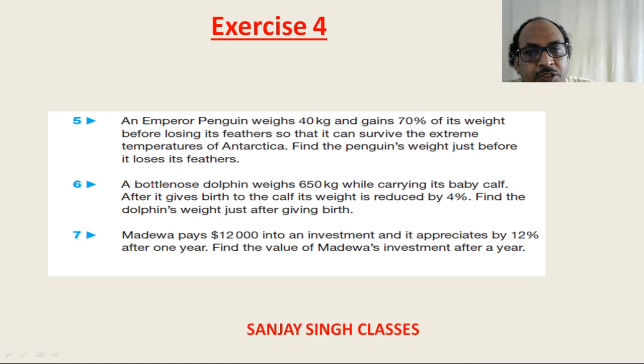Now statement type questions are there. Question number 5 I will be solving at the top only. Right, an emperor penguin weighs 40 kg and gains 70% of its weight before losing its feathers so that it can survive the extreme temperatures of Antarctica. Find the penguin's weight just before it loses its feathers. So, original weight is 40 kg.